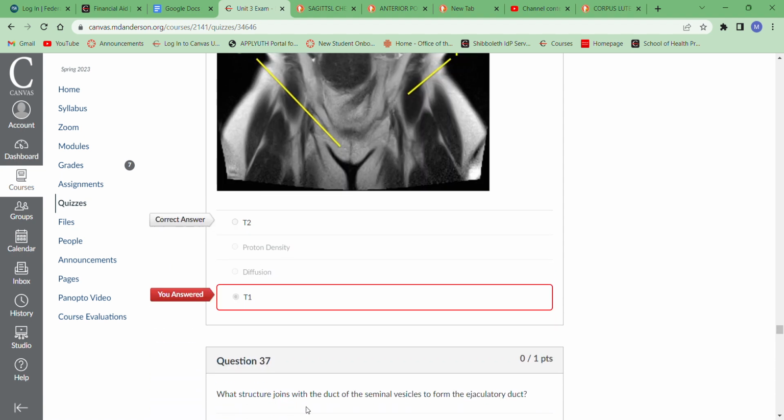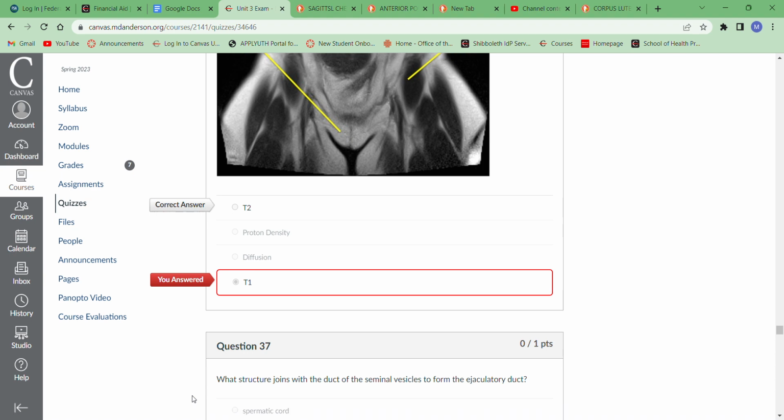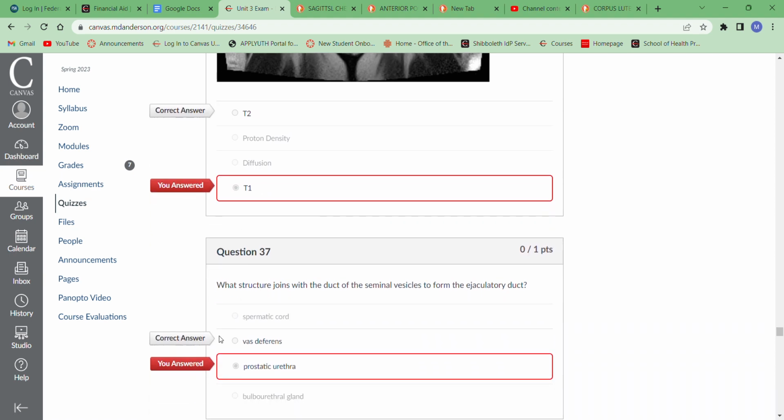What structure joins with the duct of seminal vesicles to form the ejaculatory duct? The vas deferens, clearly. The vas deferens joins with the duct of the seminal vesicles to form the ejaculatory duct.